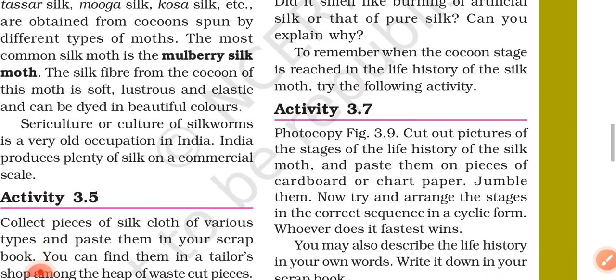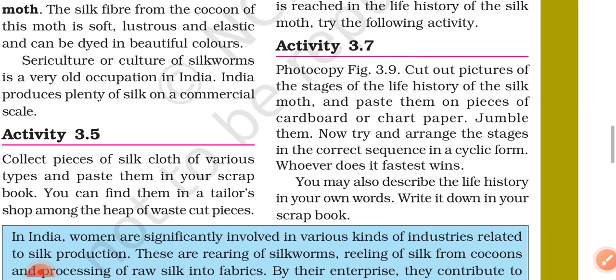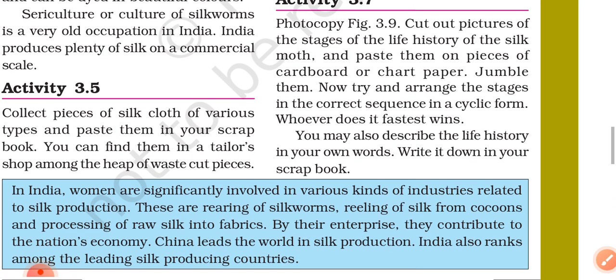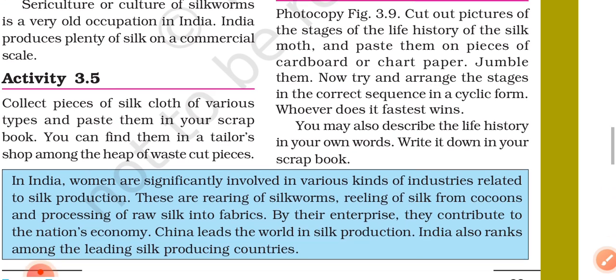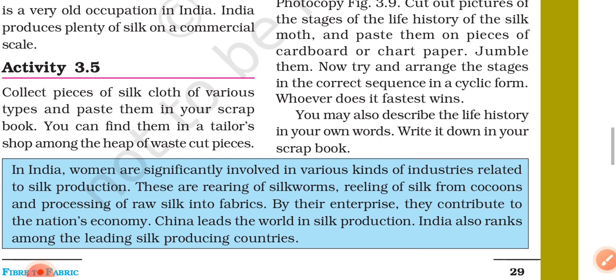To remember when the cocoon stage is reached in the life history of the silk moth, try the following activity. Activity 3.7. Photocopy figure 3.9. Cut out pictures of the stages of the life history of the silk moth and paste them on a piece of cardboard or chart paper. Jumble them. Now try to arrange the stages in the correct sequence in a cyclic form. Whoever does it fastest wins. You may also describe the life history in your own words. Write it down in your scrapbook.